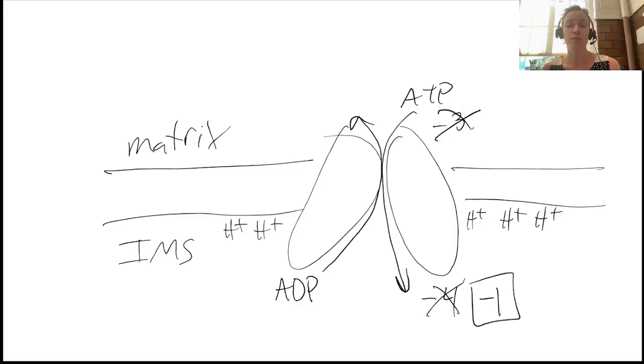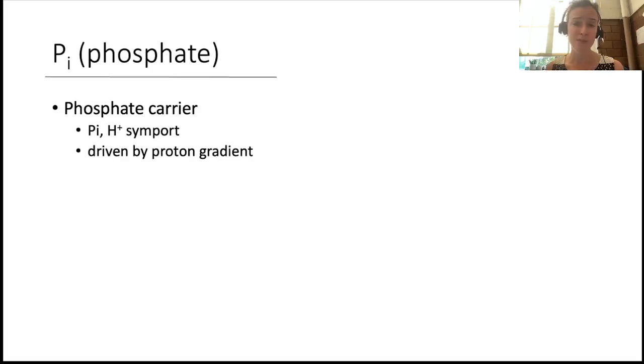Now, I told you that when we're synthesizing ATP, we need to use ADP and a phosphate to make ATP. So how does phosphate get in? And this will be the last example today to wrap up the video. We use the phosphate carrier. It is, again, a symport, and it sends both a molecule of phosphate and a proton across the membrane. So it is driven by the proton gradient. And so we should be very comfortable with this by now.